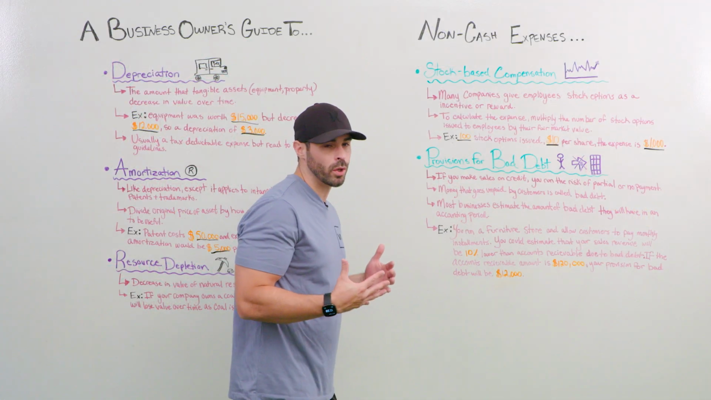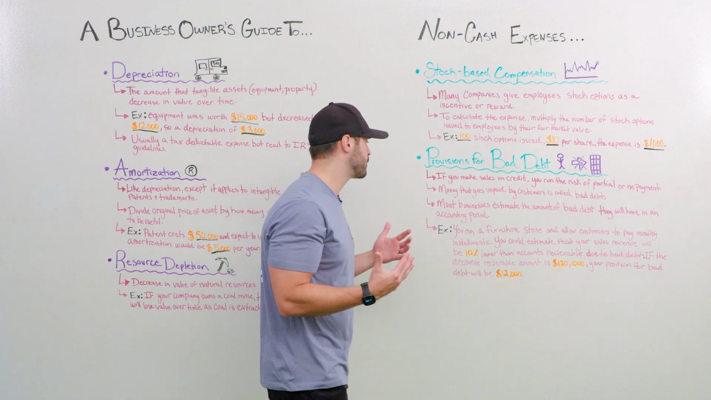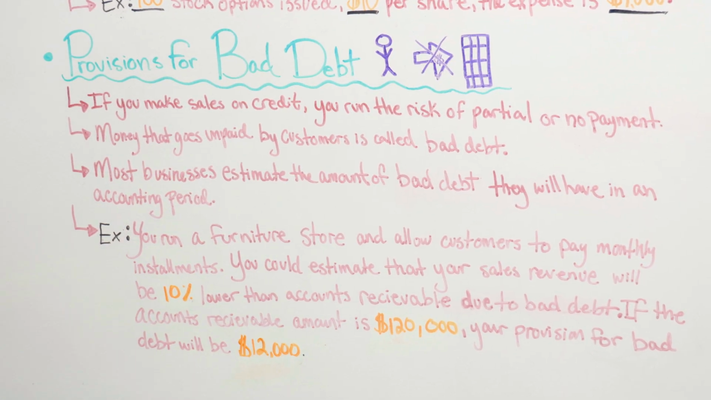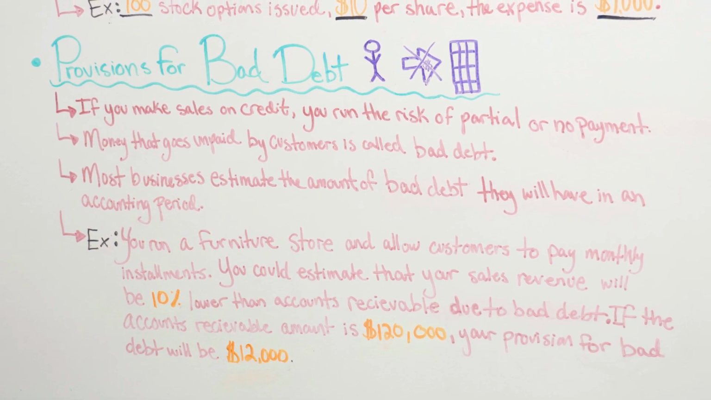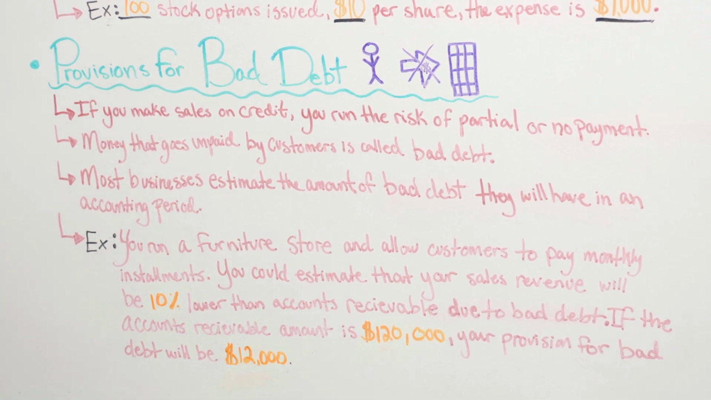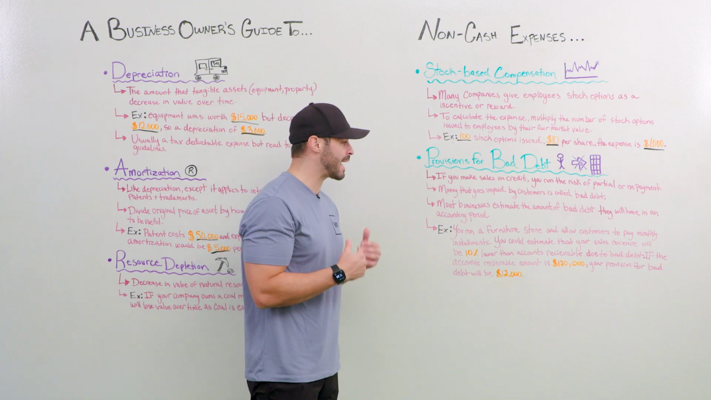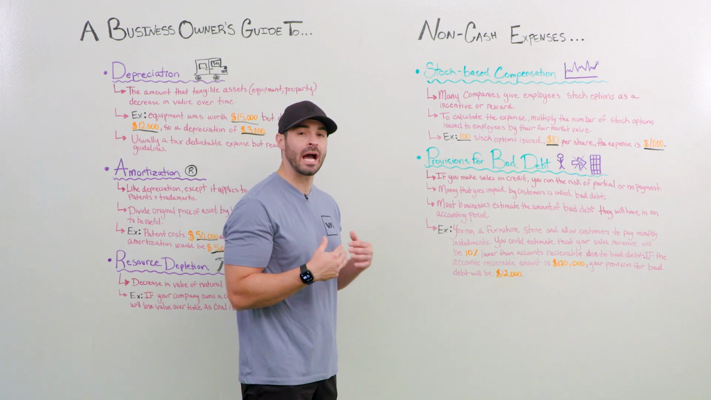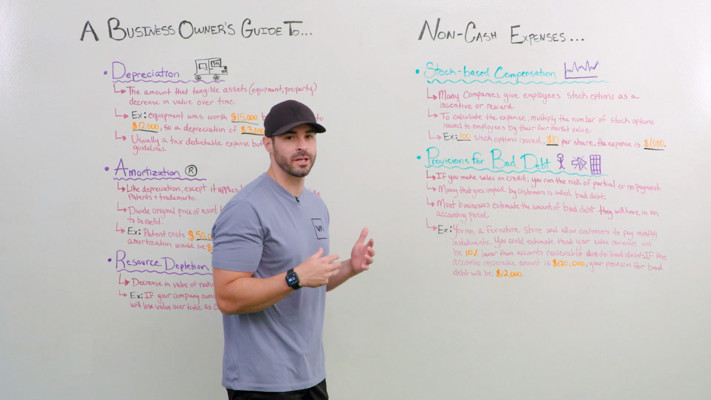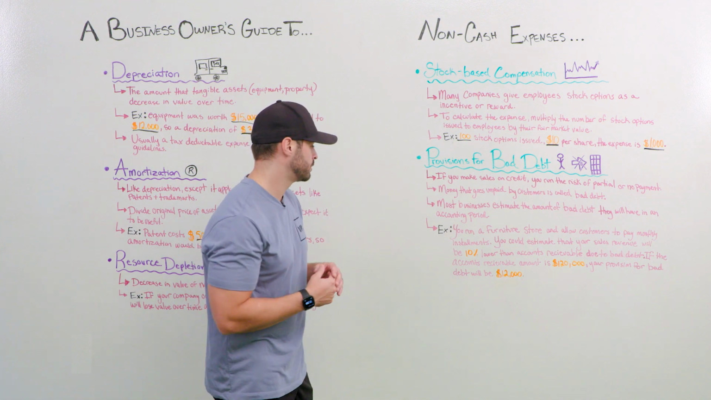The last example we're going to look at is provisions for bad debt. If you make sales on credit, you run the risk of either partial payment or no payment at all. Money that goes unpaid by customers is referred to as bad debt. Most businesses estimate the amount of bad debt they will have in an accounting period. So let's take a look at an example of what this might look like.